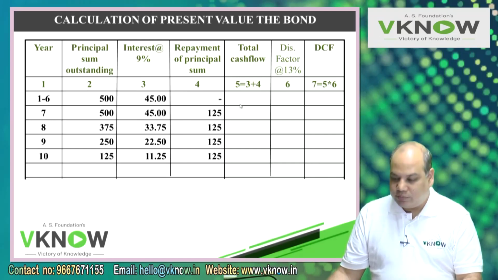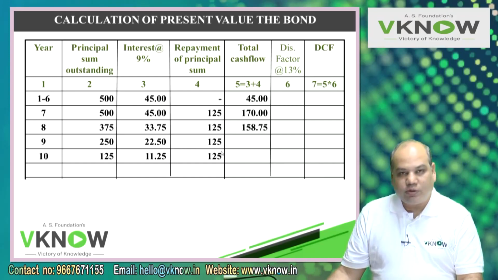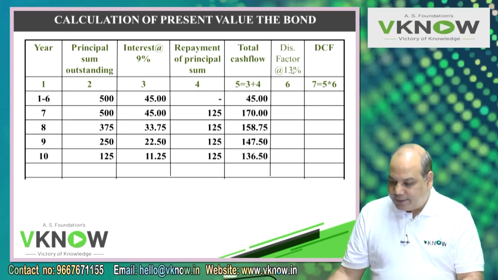Now we will go to the total cash flow column. Just add these two columns. 45 plus 125 is 170, 33.75 plus 125 is 158.75, 22.50 plus 125 is 147.50. The last one, how much is that? Come on, 136.50, right?